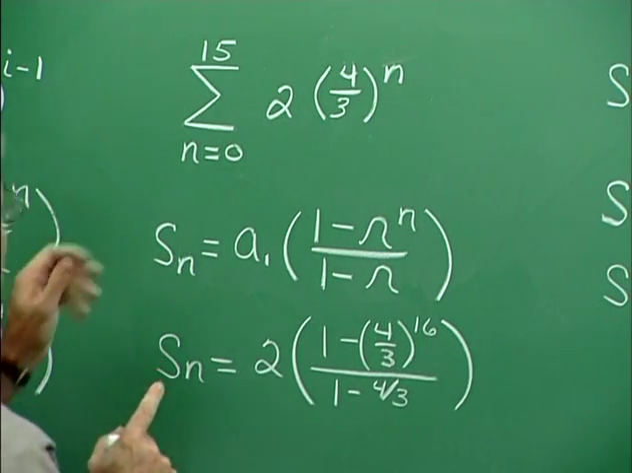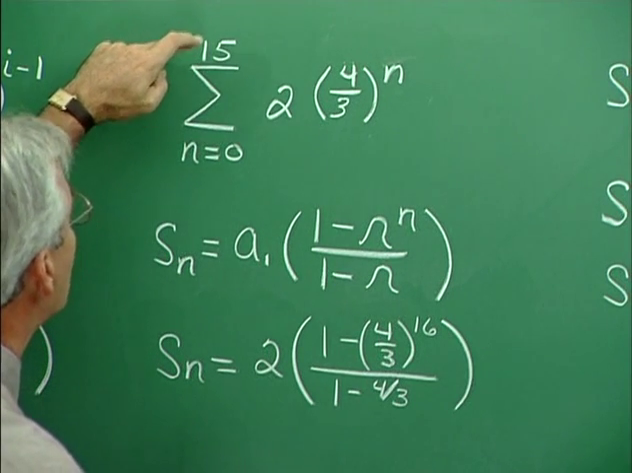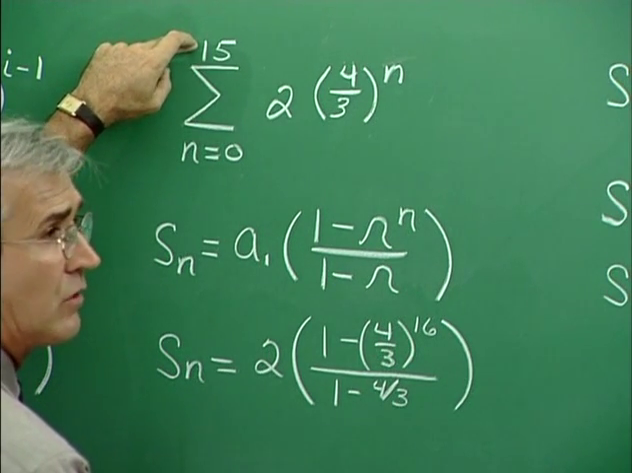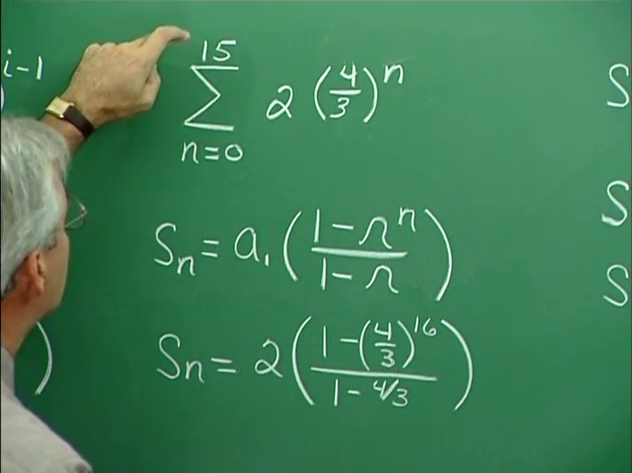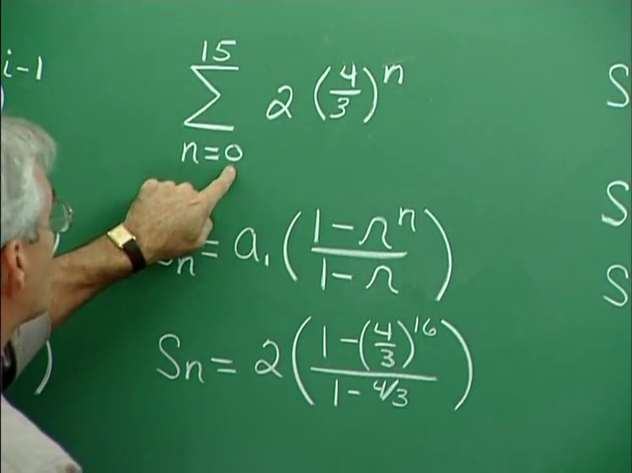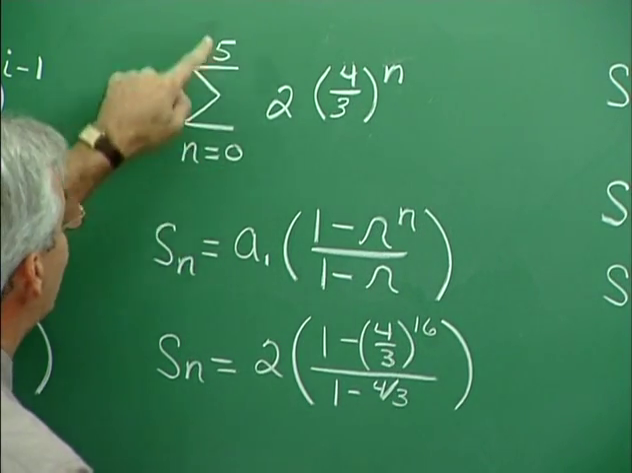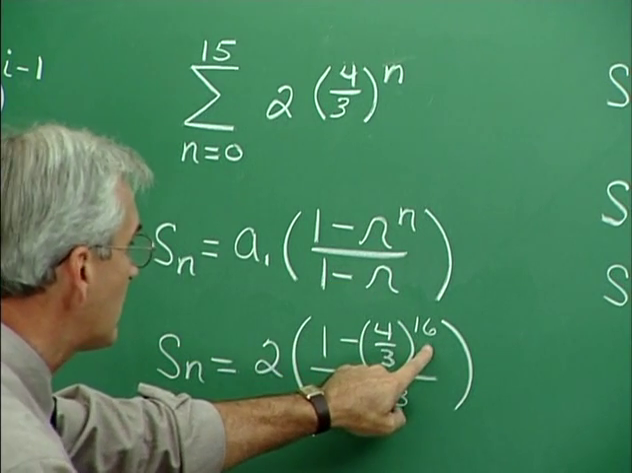N, the number of items being added. Now, be cautious here. The tendency is to just look at the upper limit in this notation and say that it's that amount. It's 15 here. But it really isn't, because we're starting at 0. So the number of items being added is really 16.